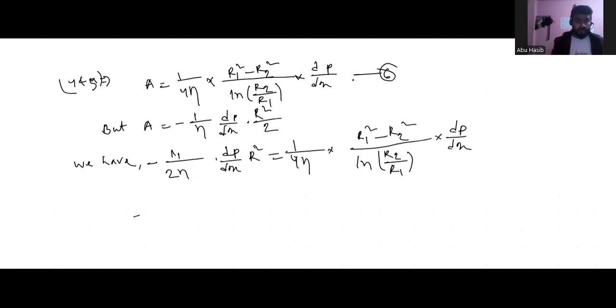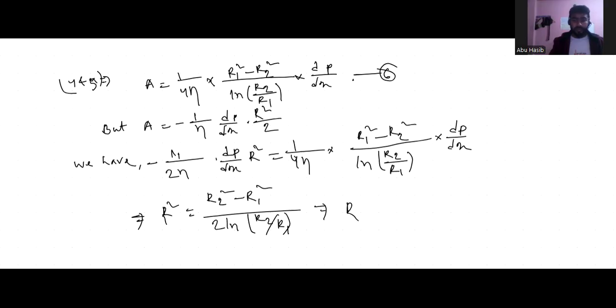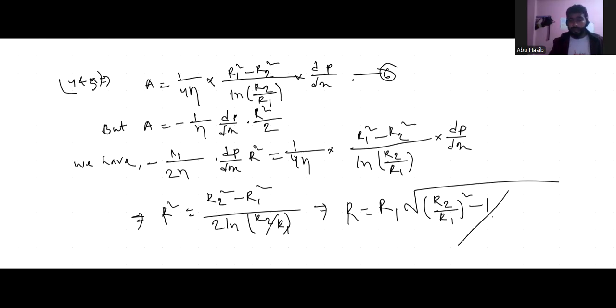So r squared is equal to (r2 squared minus r1 squared) divided by 2 ln r2 divided by r1, or r is equal to r1 times the root of ((r2 divided by r1) whole squared minus 1) divided by 2 ln r2 divided by r1. Okay, this is the proof.